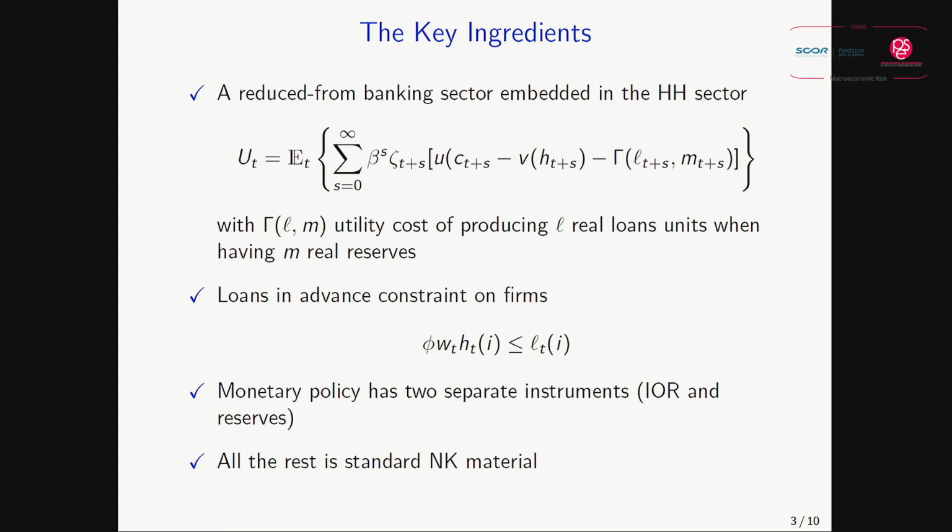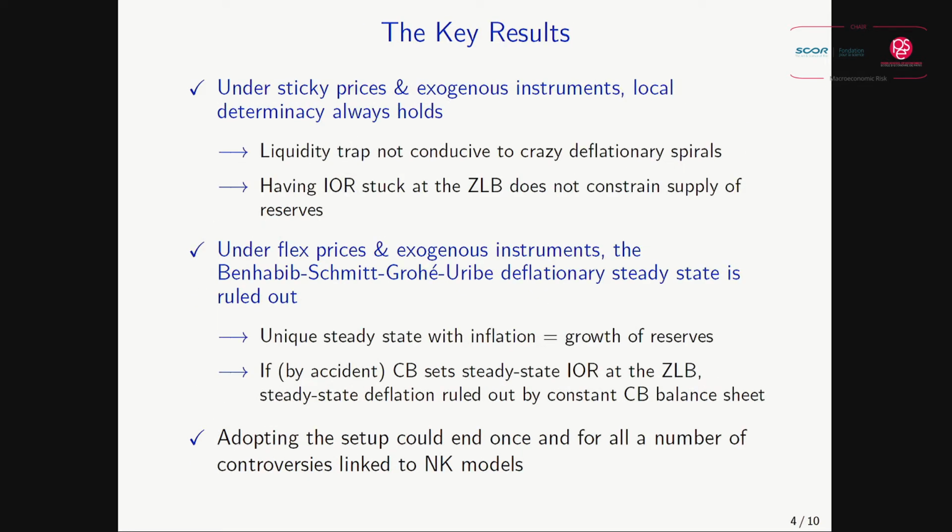So the key results: under sticky prices and exogenous instruments, local determinacy always holds. Wow, that's pretty cool. So the liquidity trap is not going to be conducive to crazy deflationary spirals, and essentially that's because if IOR is stuck at the ZLB, that does not constrain the supply of reserves.